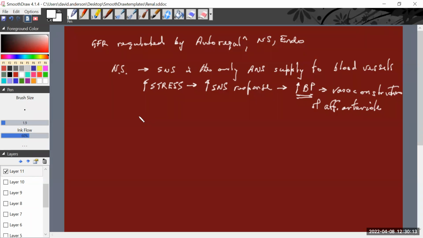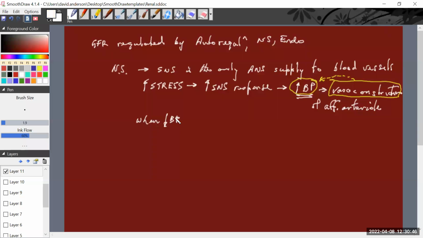So the other thing to keep in mind is that when blood pressure falls, we had here the increase in pressure, but we had the vasoconstriction to counter it. I draw these arrows in a direction to show that one comes before the other. The vasoconstriction is the response of the sympathetic nervous system on the afferent arteriole to high blood pressure.